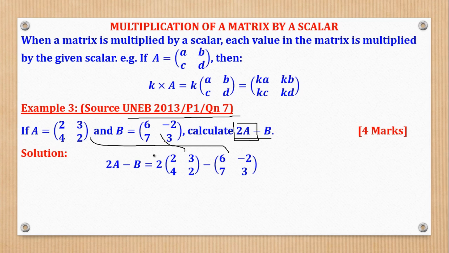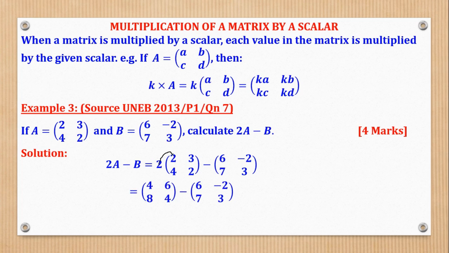Now the first thing to do is to multiply this scalar throughout matrix A. So when you do that, you shall come up with that. I think we realize that 2 times 2 to give you 4, then still 2 times 3 to give you 6, 2 times 4 to give you 8, and 2 times 2 to give you 4.